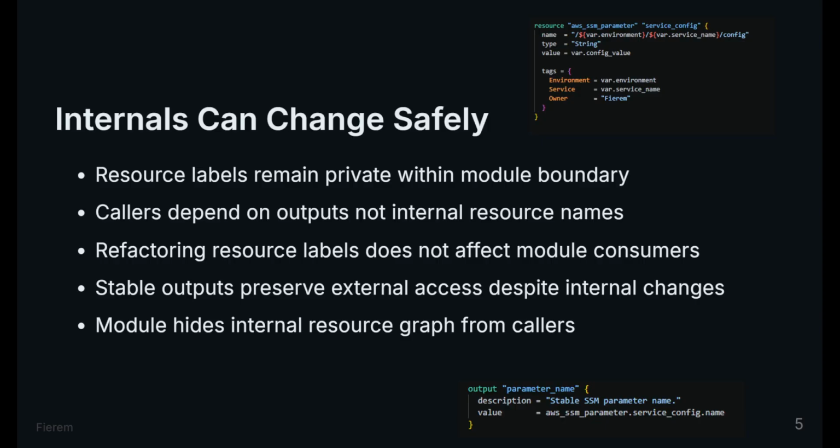Internal resource names are private inside the module. Callers depend on outputs, not local resource labels. A resource label refactor stays safe when outputs remain stable. The output name preserves the external access path.